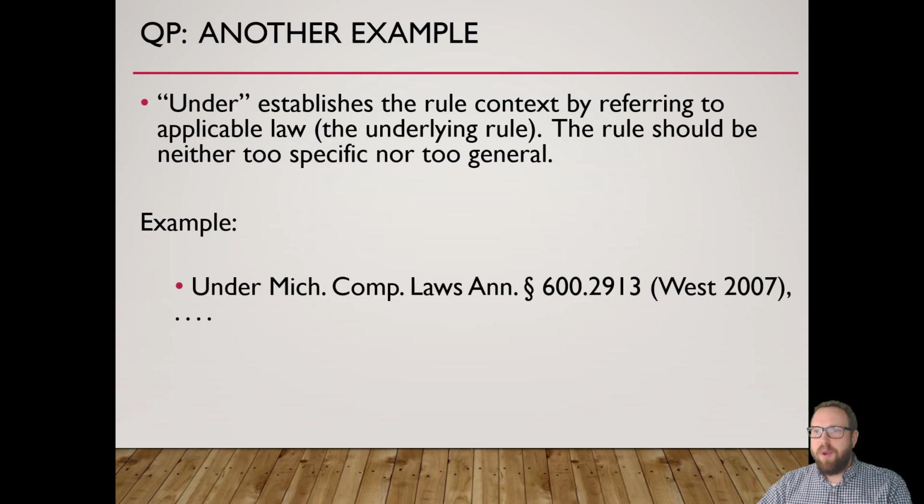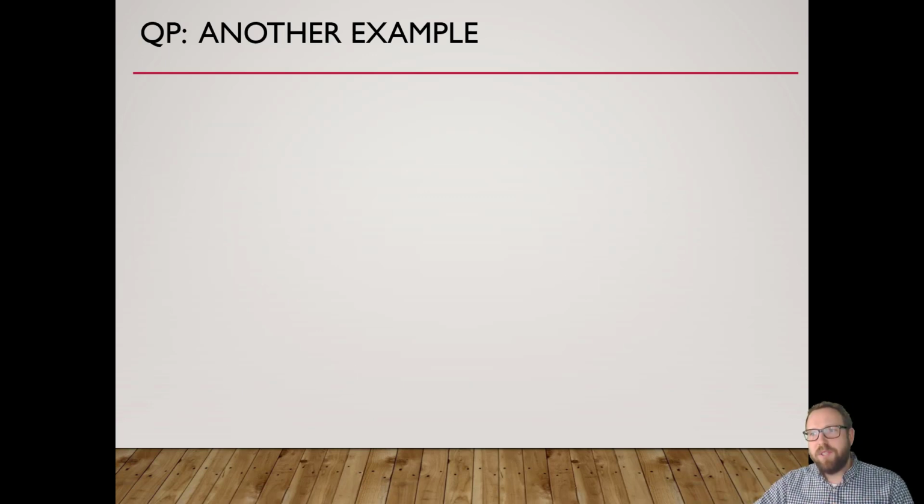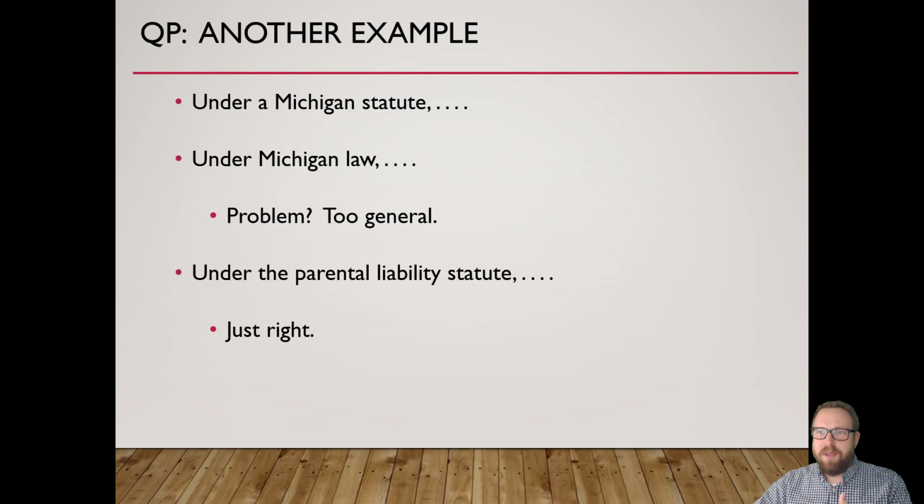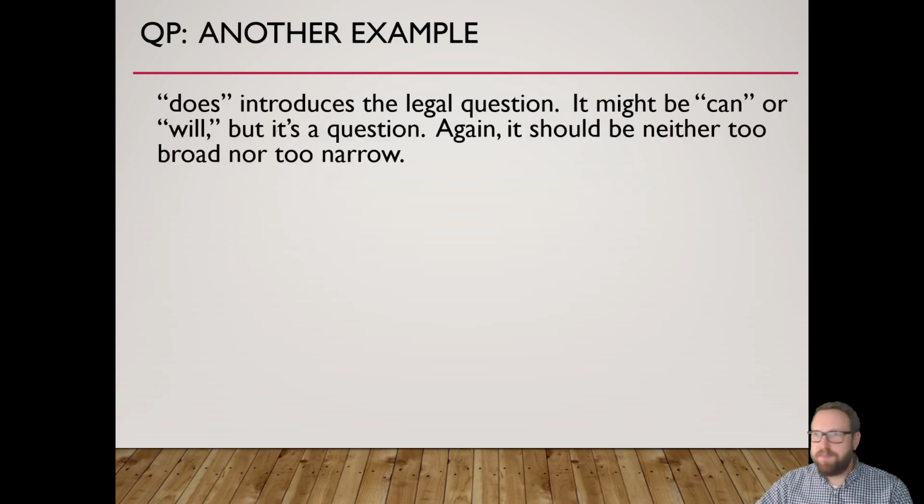I go through and point out how, for each of these parts, the under, the does, and the when, you can be too specific or too general. What you're looking for is Goldilocks. You want the thing that's the most helpful to the reader. So that would be like, under the parental liability statute. That's helpful. That gives us context for it. Where like under Michigan law, it's like, well, who really cares? That's not helpful.